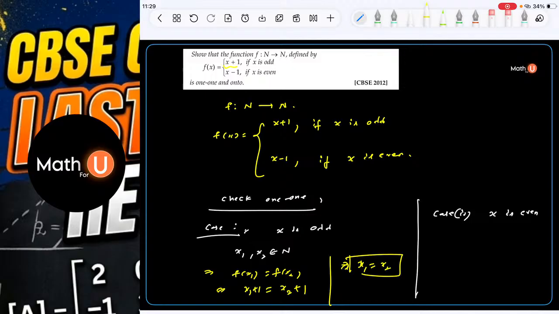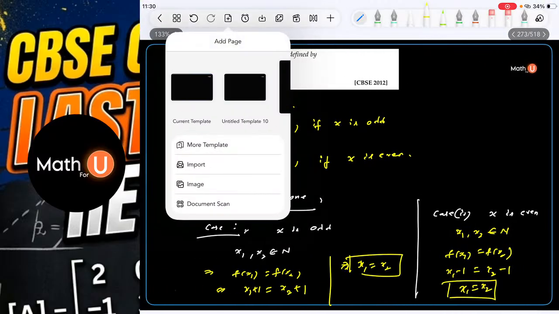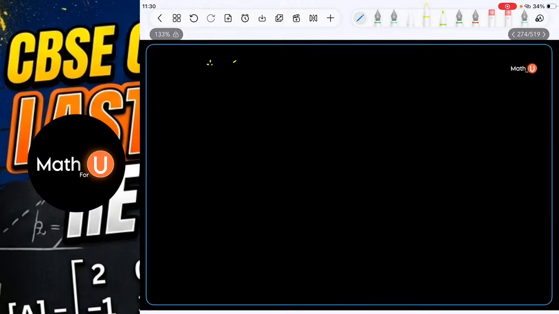Then for x is even, x1, x2 belong to natural numbers, here both are even numbers. Then f of x1 equal to f of x2 gives x1 minus 1 is equal to x2 minus 1, minus 1 gets cancelled, we get x1 is equal to x2. Okay, therefore from here we conclude that f is a 1 to 1 function.